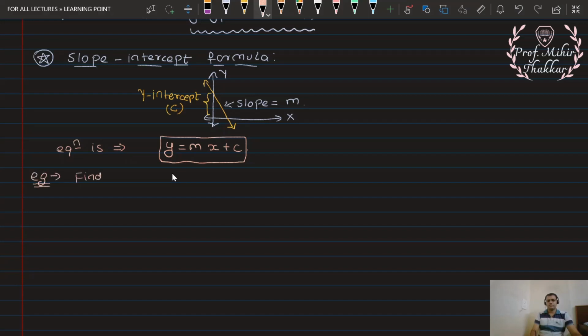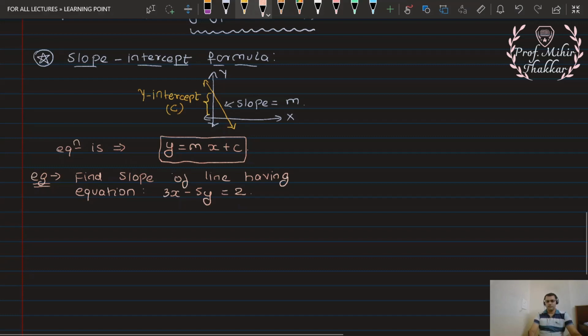Suppose I want to find the slope of a line having the equation 3x minus 5y is equal to 2.